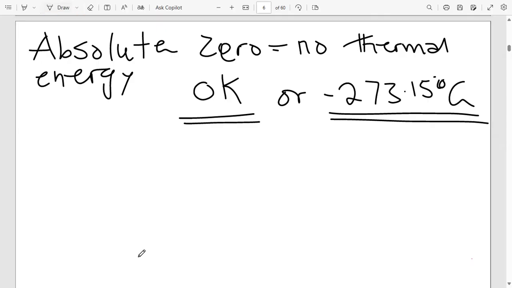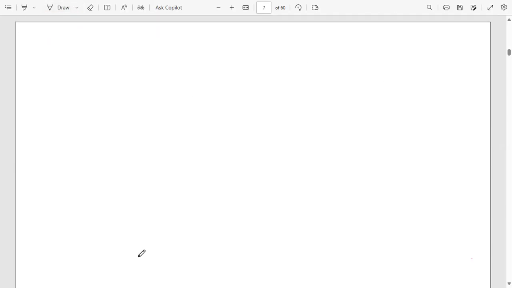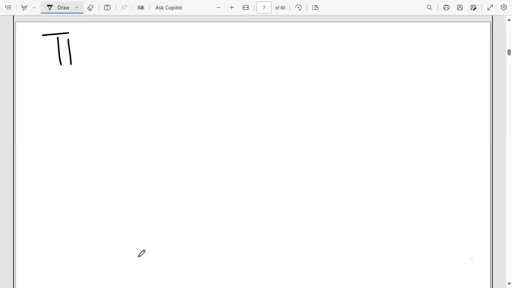So the next thing that I'm going to talk about here, before I run out of time, is what I'm calling thermal expansion.